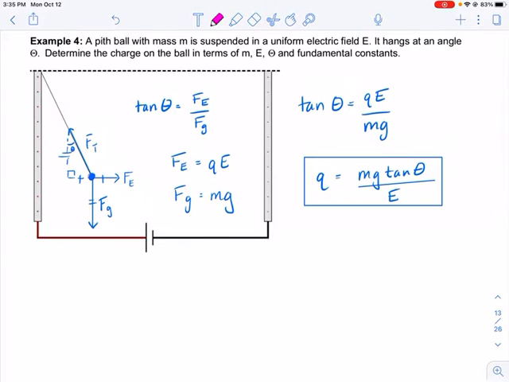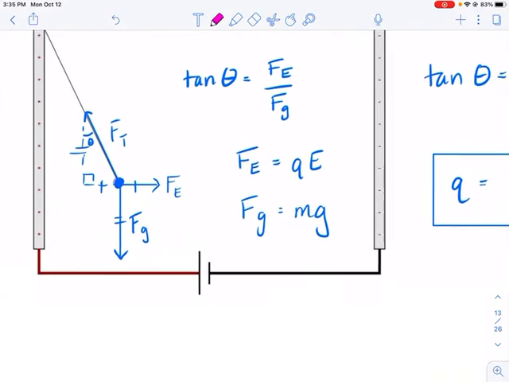One more example for today, example 4. A pith ball with mass m is suspended in a uniform electric field E. It hangs at an angle theta. Determine the charge on the ball in terms of m, e, theta, and the fundamental constants.